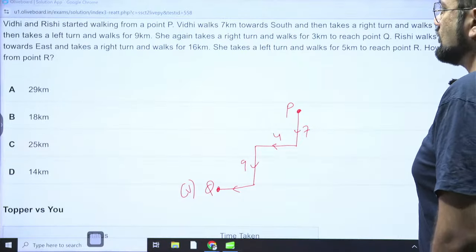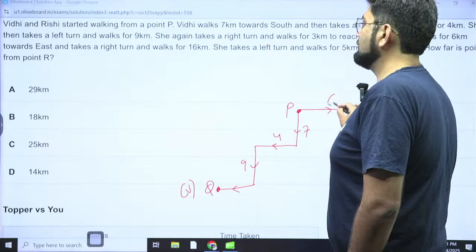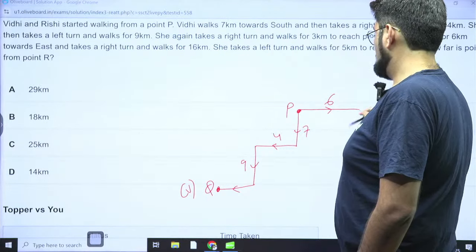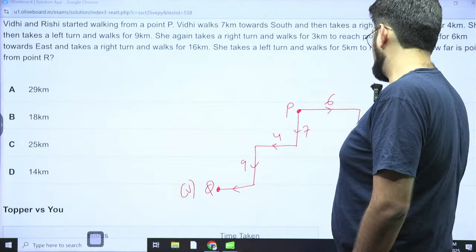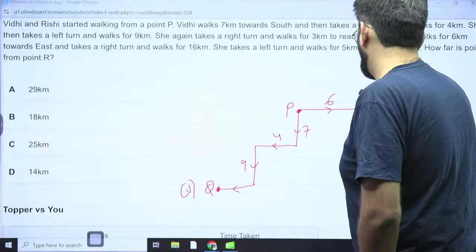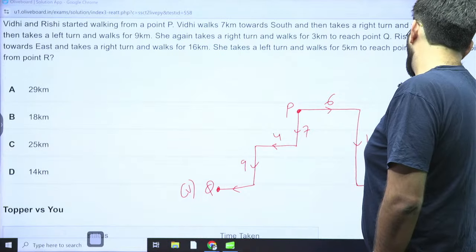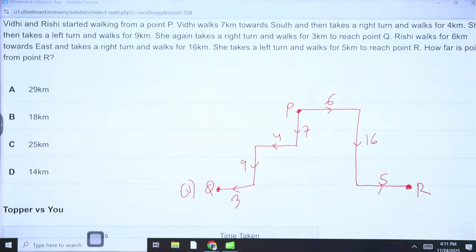Rishi walks for 6 kilometers towards east. From here, 6 kilometers towards the east. Then takes a right turn and walks for 16 kilometers. So, this is 7 plus 9, 16. So, he will reach exactly at this position. He then takes a left turn and walks for 5 kilometers to reach point R. How far is point Q from R?